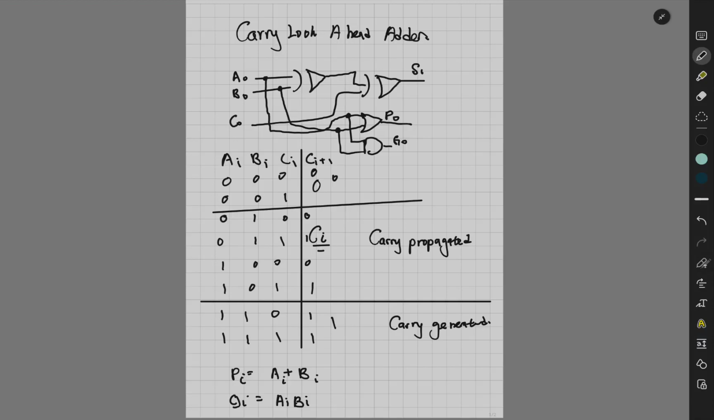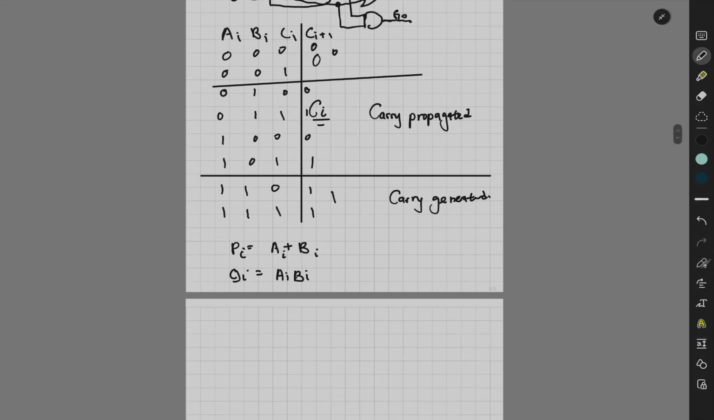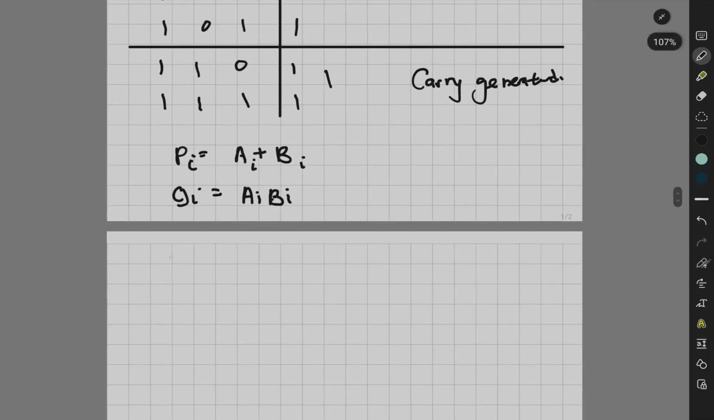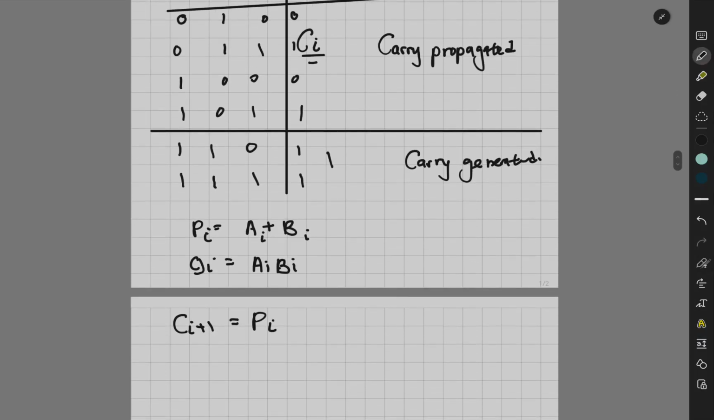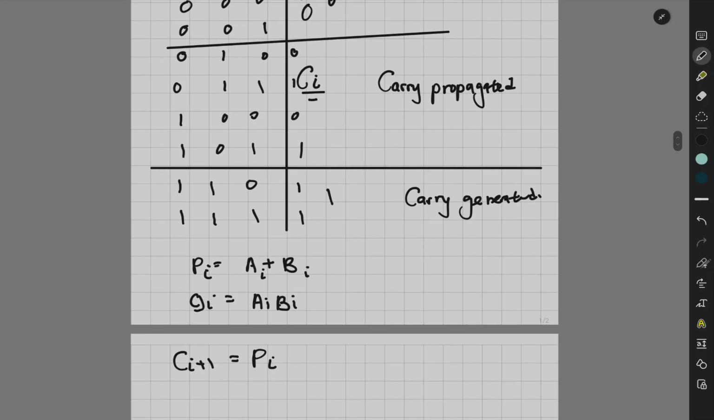This is how we connect, and then we know that Ci plus 1 is equal to Gi plus Pi Ci. Pi is A plus B, right? Just now I said that whether the future carry is 1 or not depends on Pi and also the Ci, isn't it?